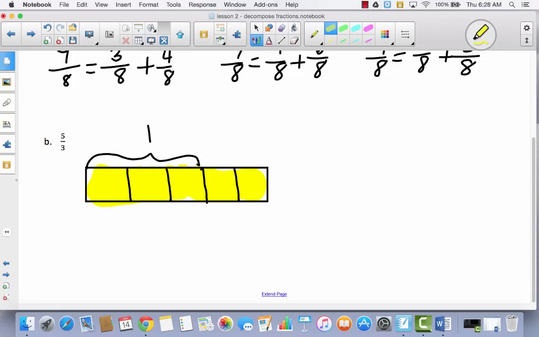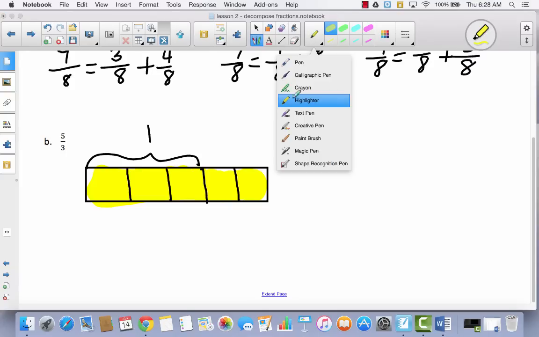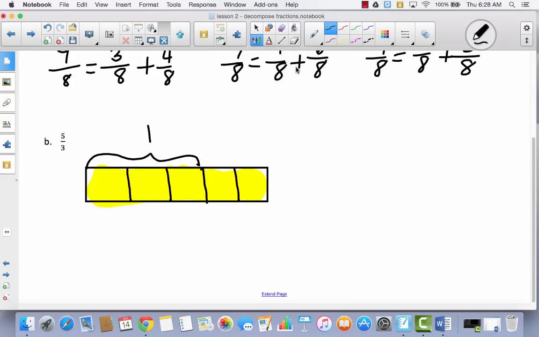Now I want you to just come up with 3 number sentences that is a sum of fractions to create 5 thirds, and then come back. See if we got the same number sentences, or if any of ours are the same.